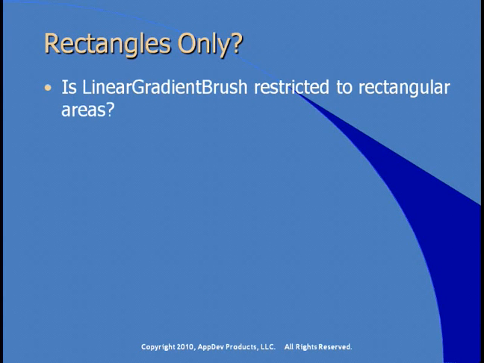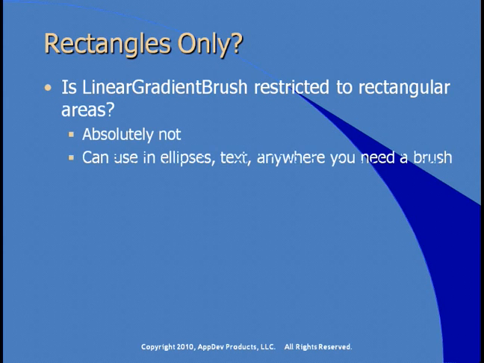And we'll look at examples of pad, reflect, and repeat in the demonstration. One thing to note is that linear gradient brushes aren't restricted to rectangular areas. You can fill anything at all. You can fill an ellipse or text or anywhere you need a brush. Even the stroke for a line can be a linear gradient brush. Let's look at some examples which demonstrate these features.